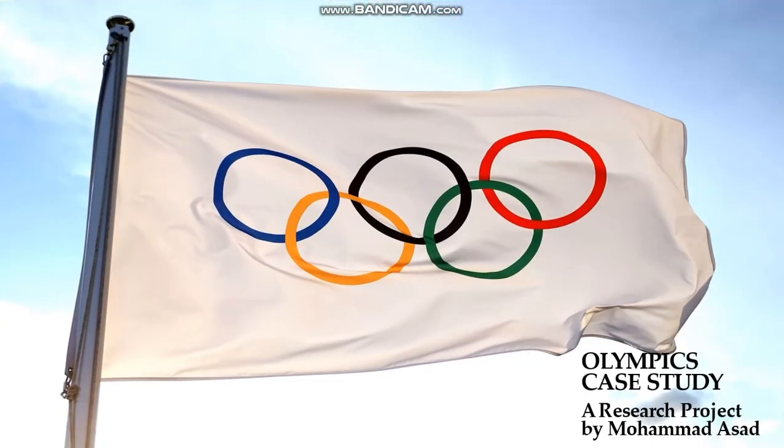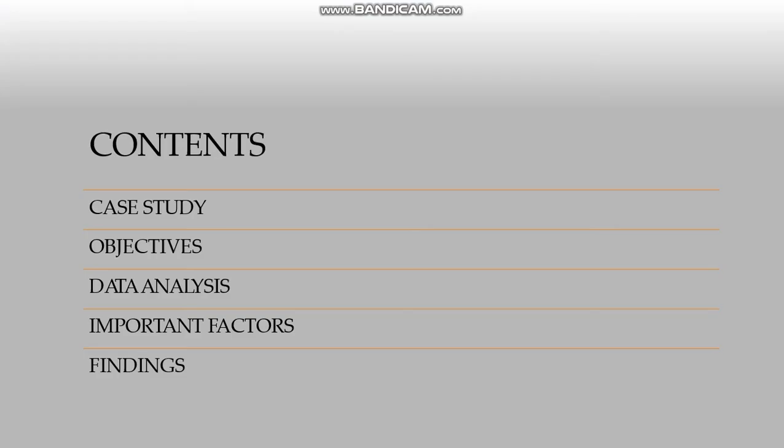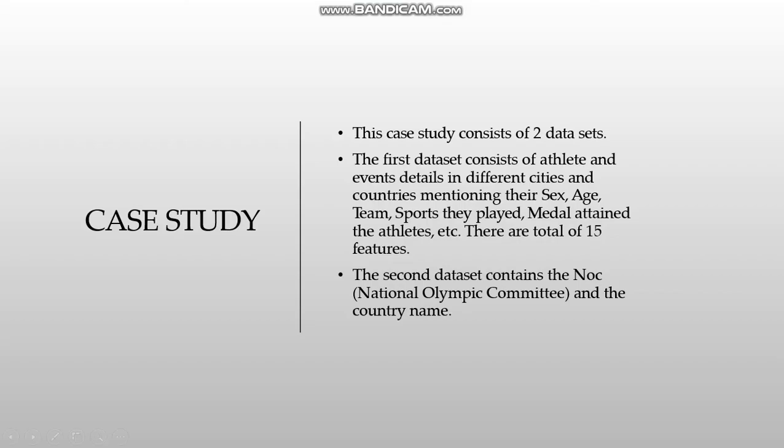Now let's come back to the presentation. So these are the contents. It includes case study, objectives, data analysis, important factors, and the last and important one is findings. This case study consists of two data sets. The first data set consists of athletes and event details in different cities. As I mentioned earlier, it includes sex, age, team, sports they played, and medal attained. There are a total of 15 features, and the second dataset contains the National Olympic Committee and the country name.